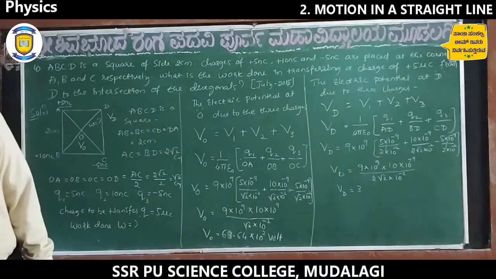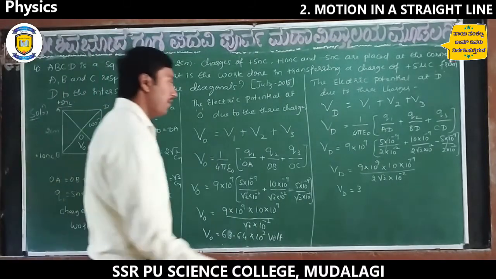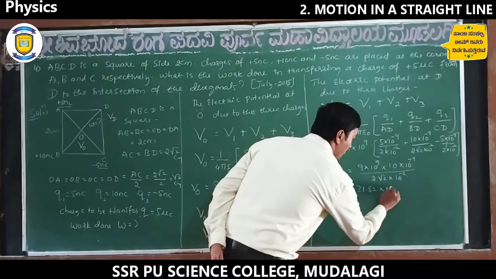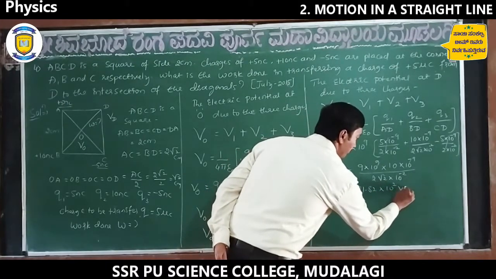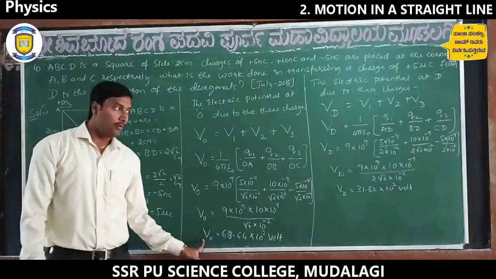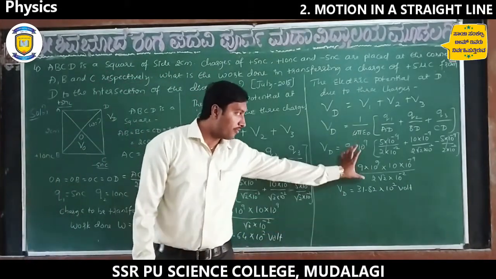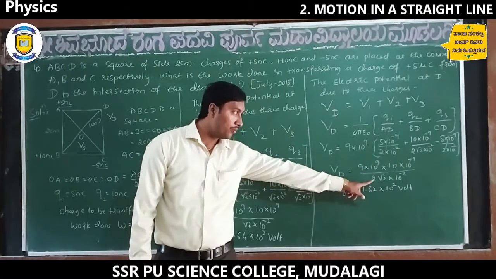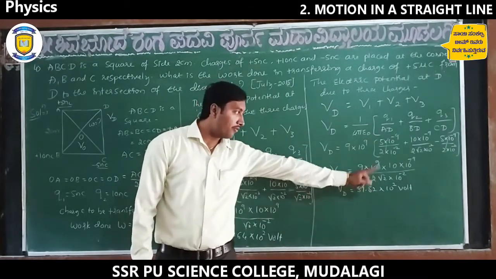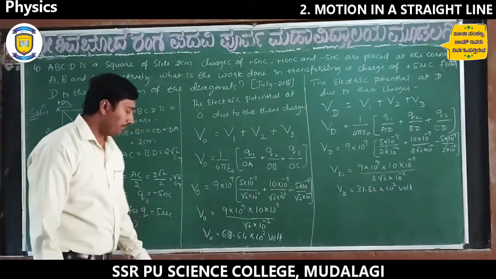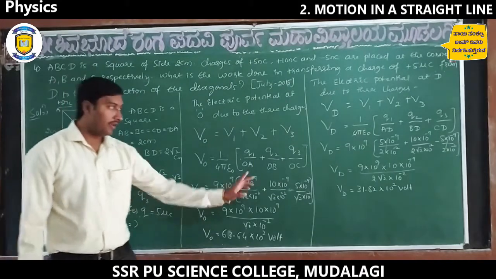Last answer is 31.82 into 10 raised to 2 volt. This is the potential at O point and D point. Element number 4 is 9 into 10, divided by 2 root 2 into 10 to minus 2. Just calculate the value. Okay, this is VO, this is PD.